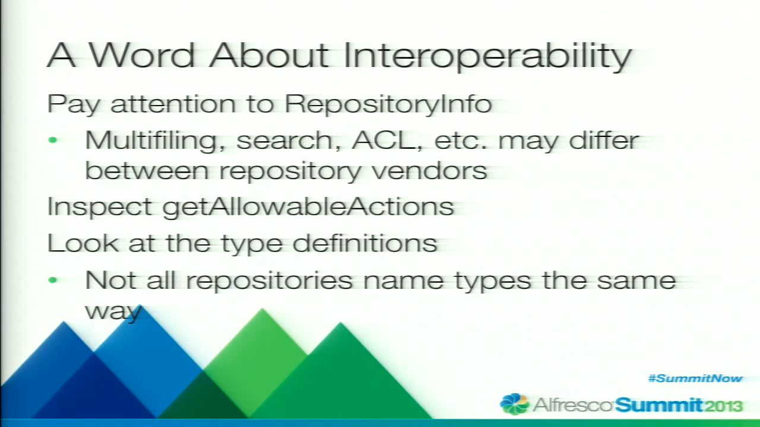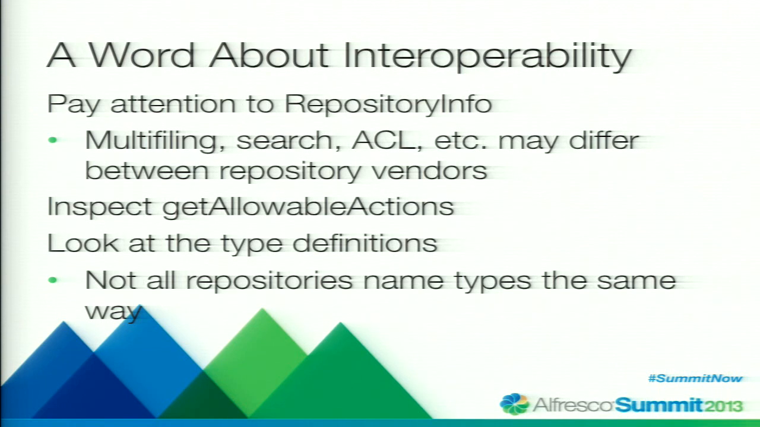The key to figuring this out is something called repository info. That tells you exactly what a repository can do. There are a bunch of differences, and I'm just going to name a couple so you get the idea. Multi-filing: in Alfresco, you can have an object and it can live in multiple folders. It doesn't have to live in only one folder. Not every repository supports that. That's called multi-filing. So you can ask a CMIS repository, do you support multi-filing? And the repository comes back, yes, I do, or no, I don't.